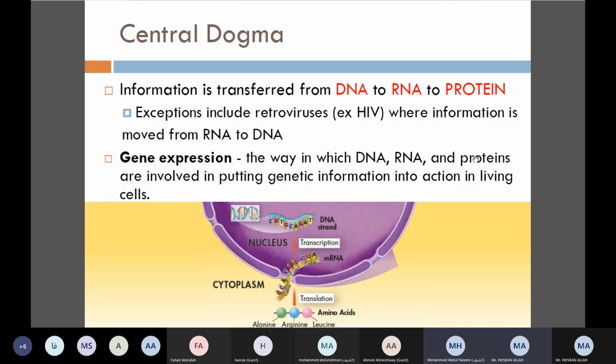Now, if you look at the first line here, information is transferred from DNA to RNA and to protein. So your entire topic can be explained from these three words, right? Not even just your topic, these entire chapters, we have 3-4 chapters related to DNA and RNA. They can be explained from the central dogma. Why? Because the central dogma explains the entire molecular biology, right?